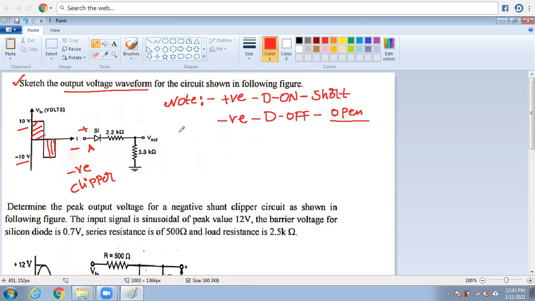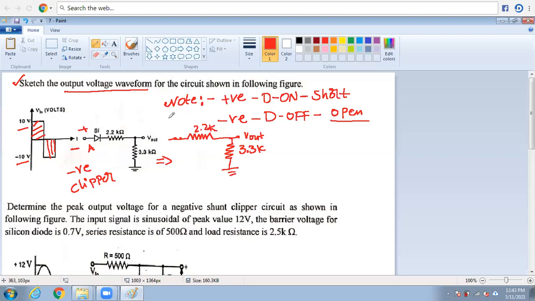If you apply the positive peak, the diode is shorted. Then the resistor is as usual. One more resistor is connected in series. This is 3.3 kilo ohms. This is the V out. This is one more resistance, the 2.2 kilo ohms. This is the circuit when applying a positive peak.